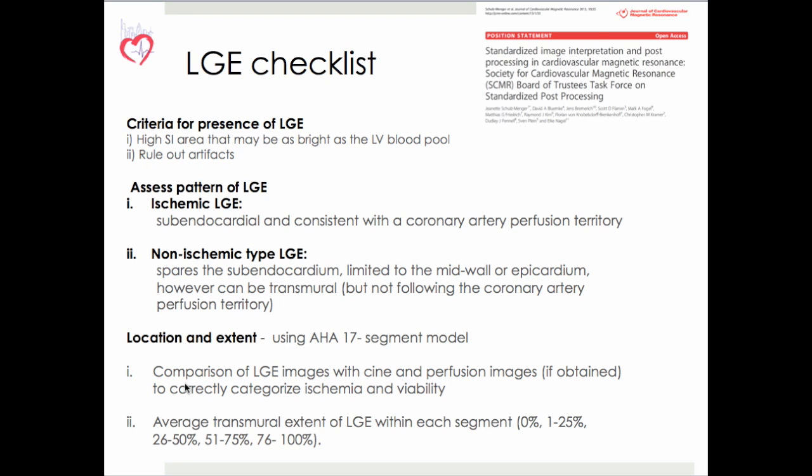When describing late gadolinium enhancement, its location and extent are important, and for this we use AHA 17-segment model. This allows comparison of late gadolinium enhancement with other relevant images, such as cine or perfusion images, to correctly categorize ischemia and viability. And lastly, average transmurality of late gadolinium within each segment.